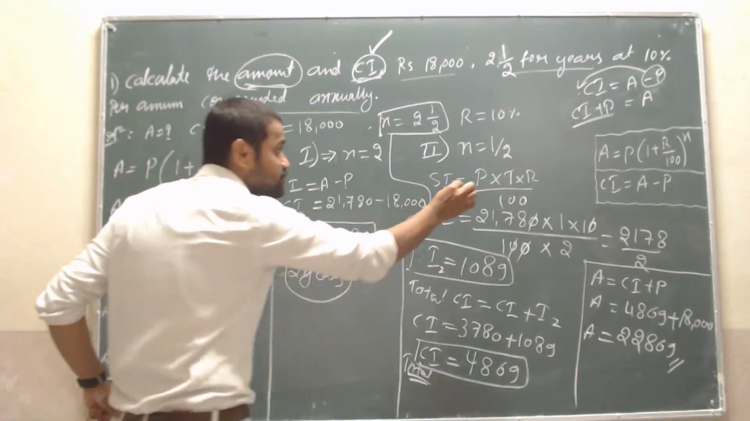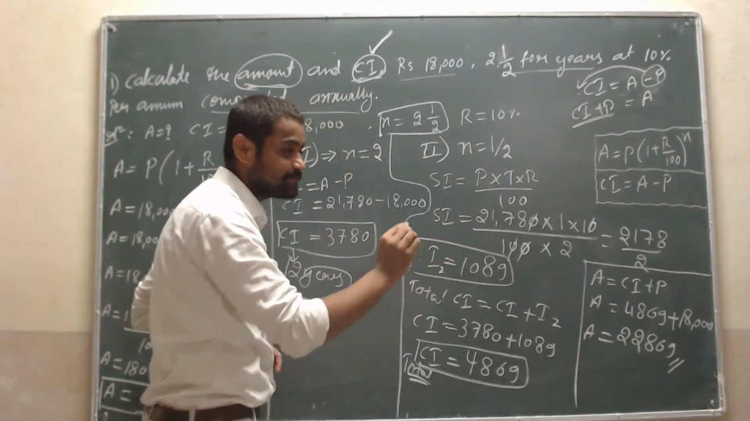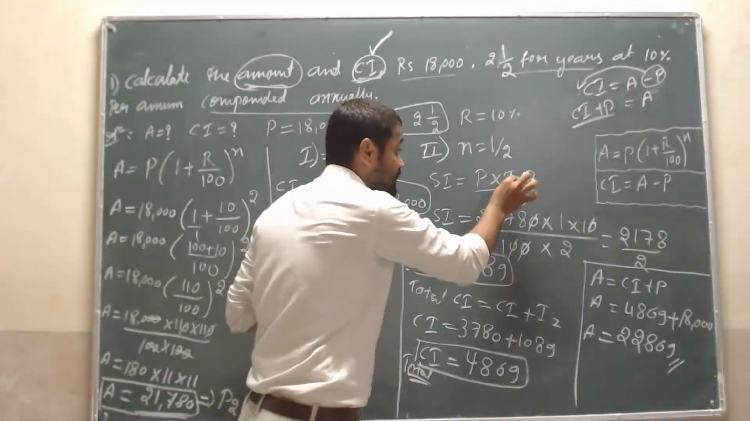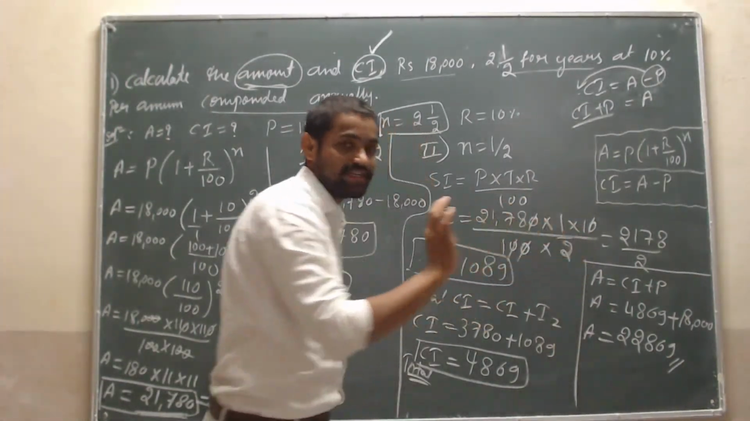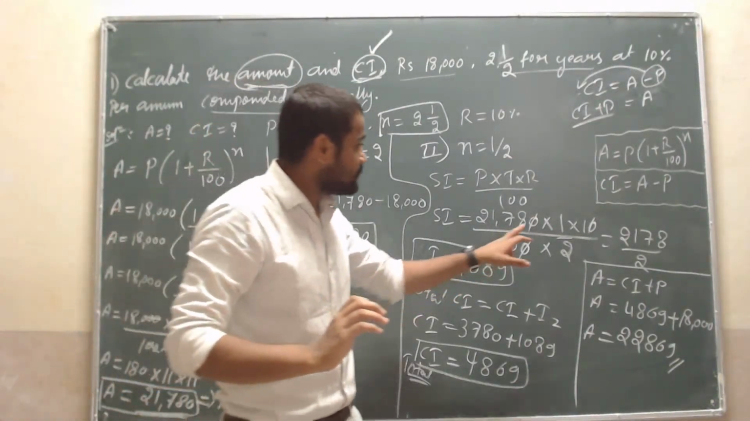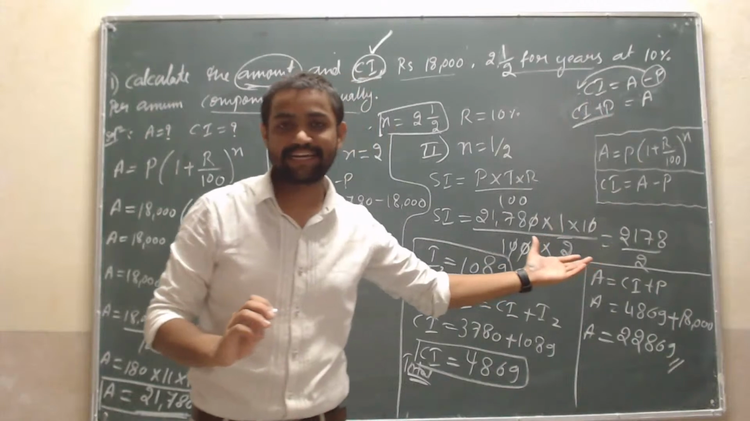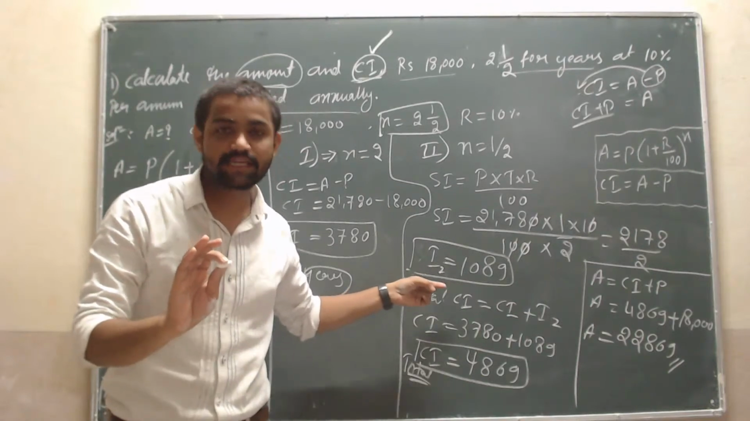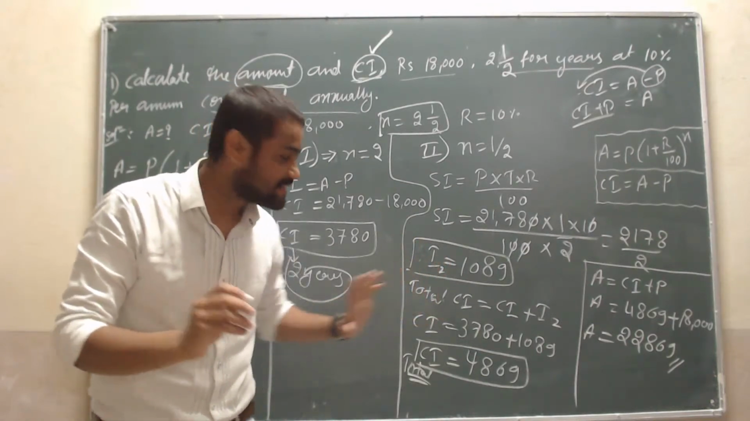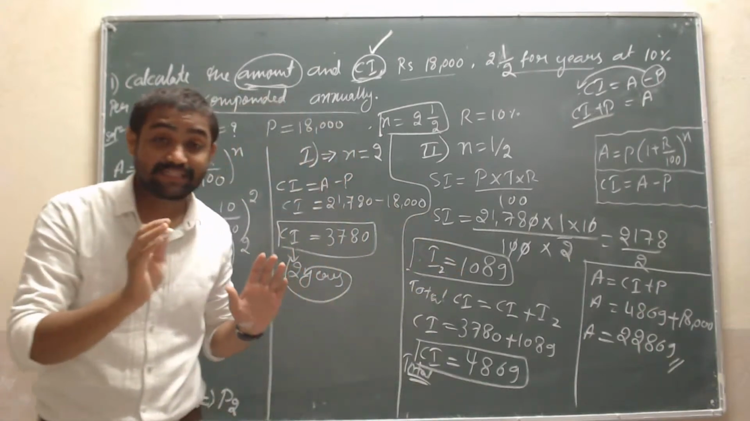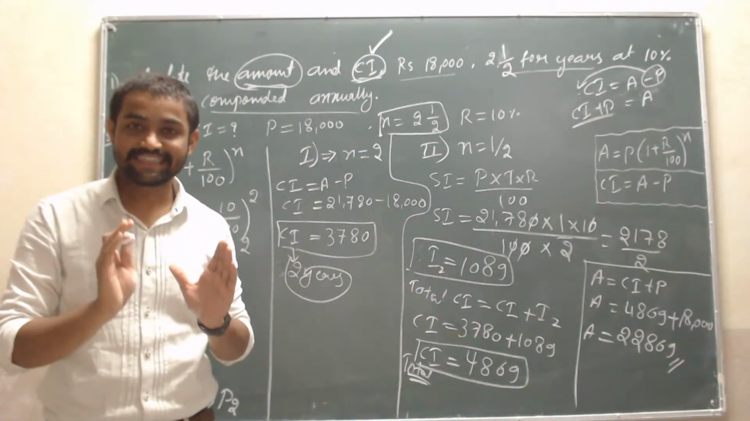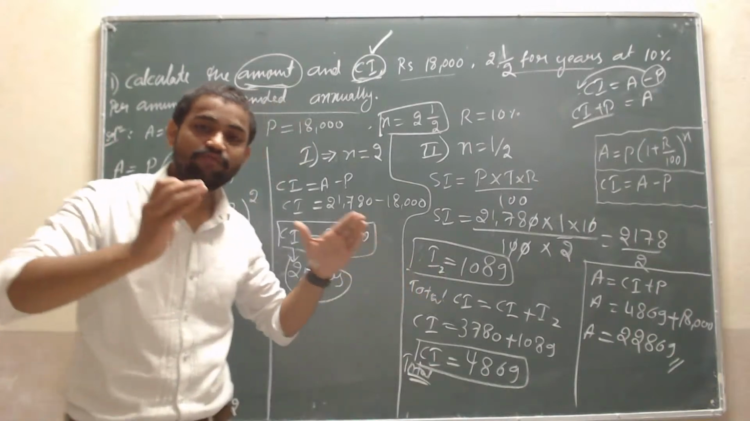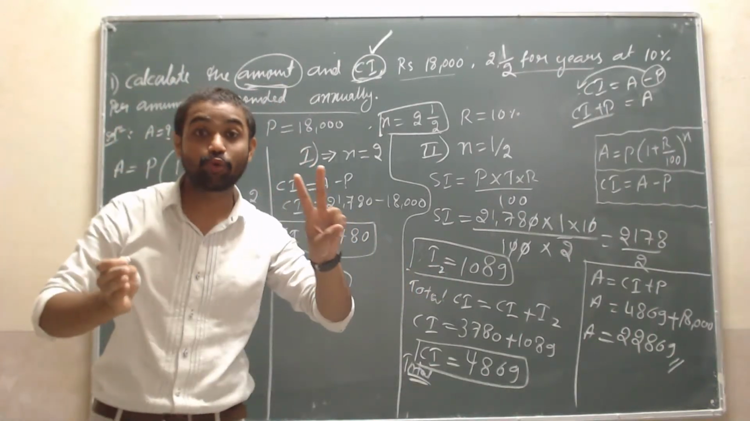See here, here we have substituted 21,780 rupees and time period is, sorry, time period is 1/2. Concentrate here, time period is 1/2. Then into 10 is the rate of interest. After solving this, what we will get? Interest. Which interest is it? It is also compound interest for half year. Is it clear? This is the compound interest for 2 years and this is the compound interest for half year. So we have to find out the total compound interest for 2.5 years.